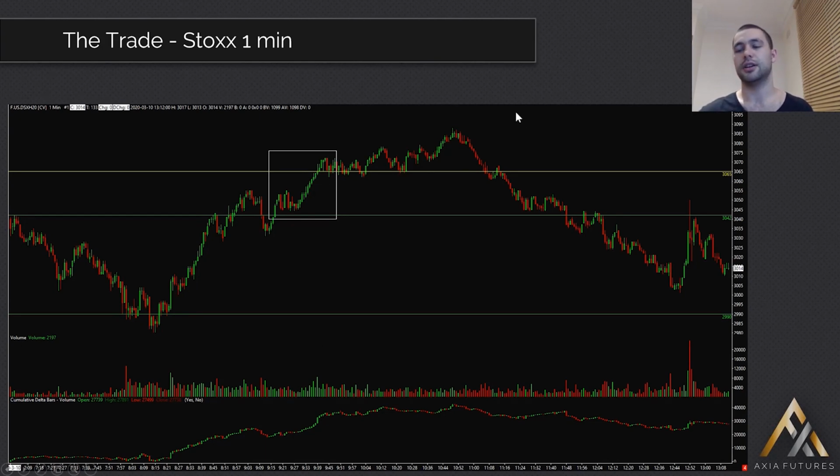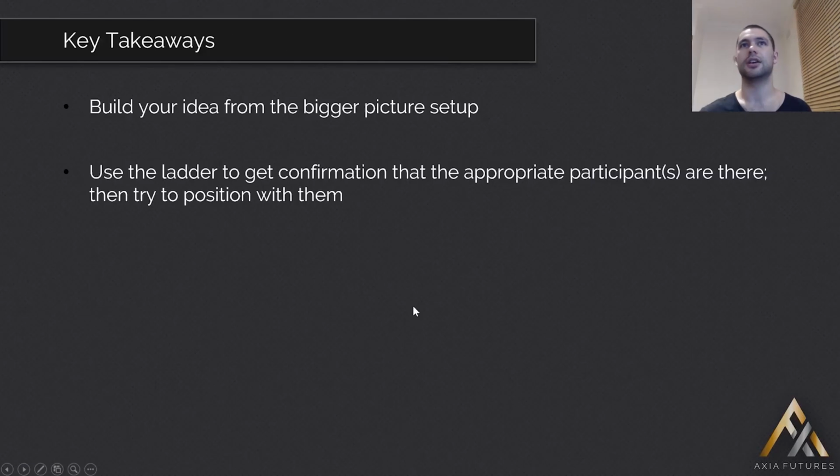So then if we go to our last slide here about the key takeaways. Obviously, what I've just mentioned are the key takeaways. So one is that you have to build your idea from the bigger picture setup, right? Because you need to understand what buyer and what seller you might be expecting to see. And then you want to see some evidence of that from the ladder. Now in this case, it might have made you uncomfortable siding with that buyer because the buyer was trying to act weak. But if you understood what was going on, that's what you might want to see.